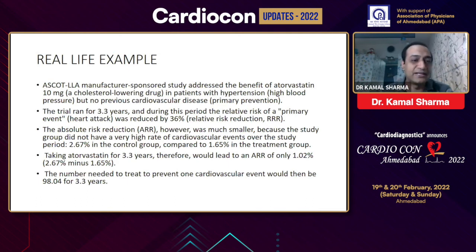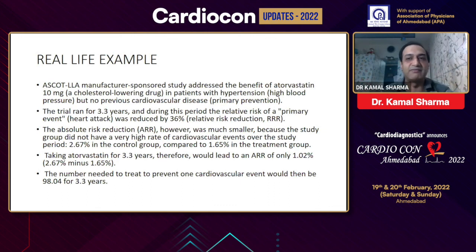To get the number needed to treat, you divide 1 upon 1.02 multiplied by 100, which turns out to be 98.04, almost 100, because 1%, right? So you need to treat 98.04 patients with atorvastatin 10 milligrams for 3.3 years to prevent one heart attack in patients with hypertension with no history of previous CV disease. That is how you interpret the ASCOT-LLA trial.